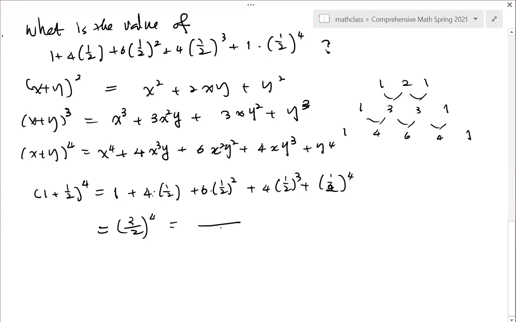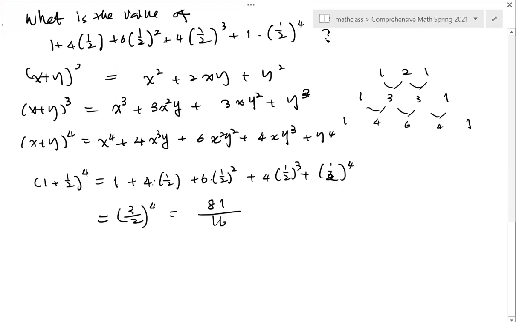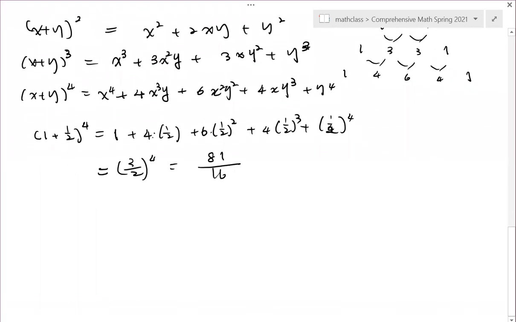So the denominator is going to be 16. The numerator will be 81. Right. So this problem just tests you how to expand x plus 1 to the nth power.